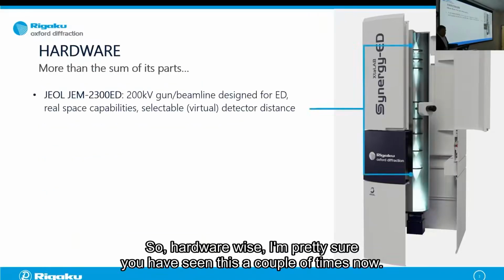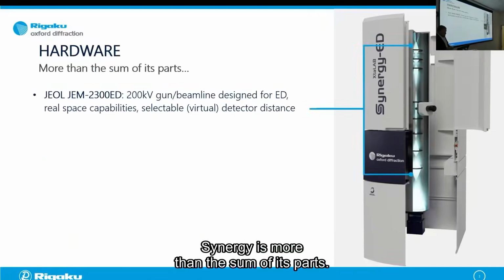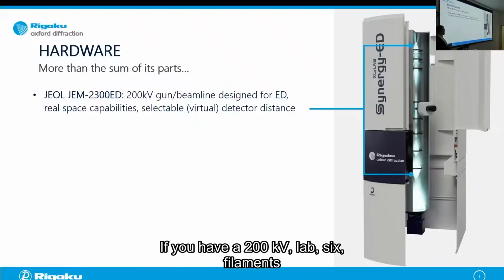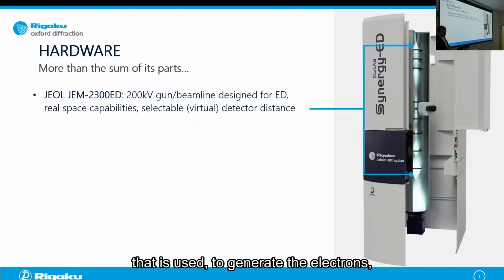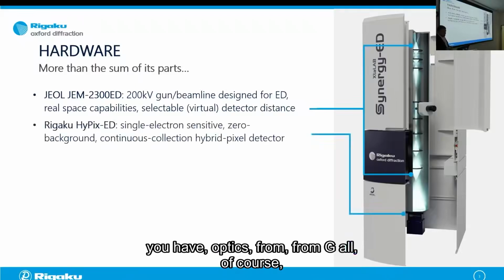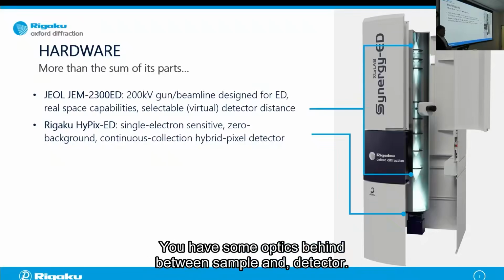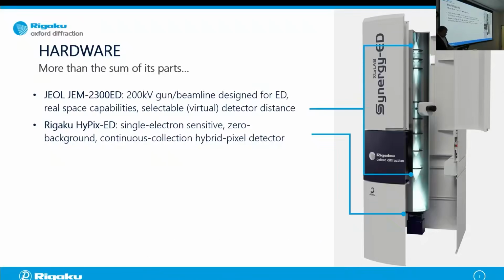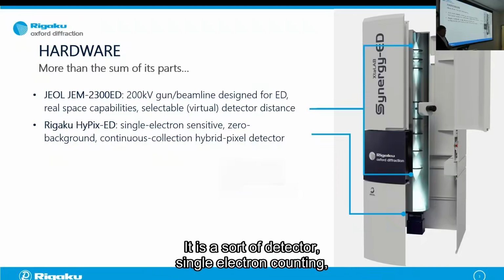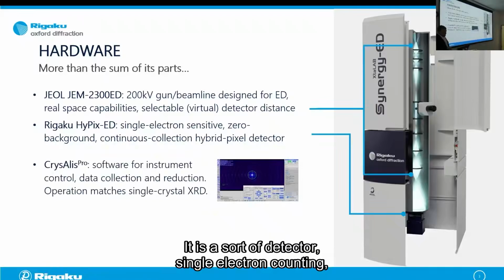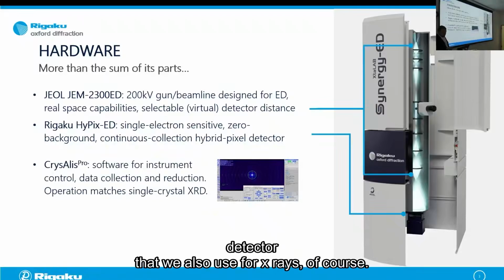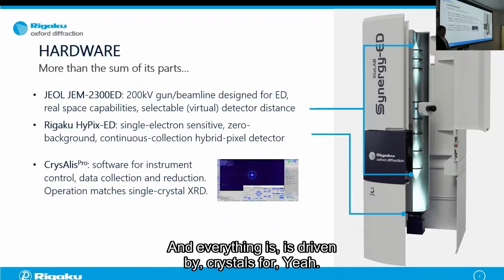So hardware-wise, I'm pretty sure you have seen this a couple of times now. Synergy-ED is more than the sum of its parts. You have a 200 kV LaB6 filament that is used to generate the electrons. You have optics from JEOL, of course, that allow you to change also the detector distance virtually. You have some optics between sample and detector. HyPix-ED is a single electron counting detector that we also use for X-rays, of course. And everything is driven by XtaLAB Pro.